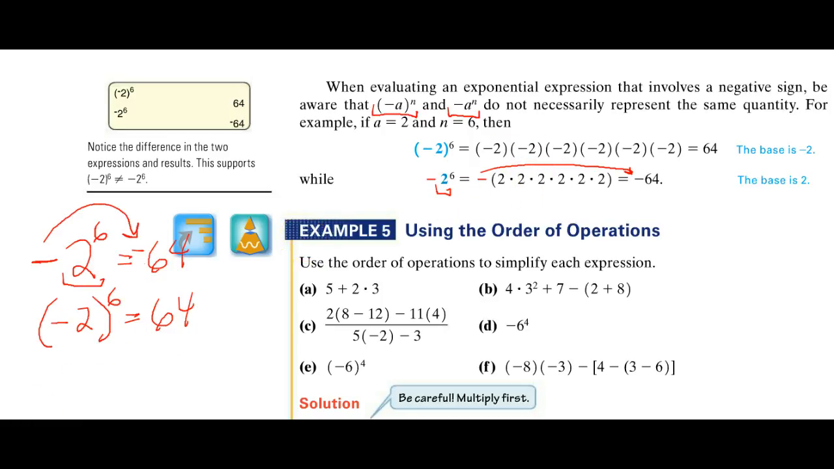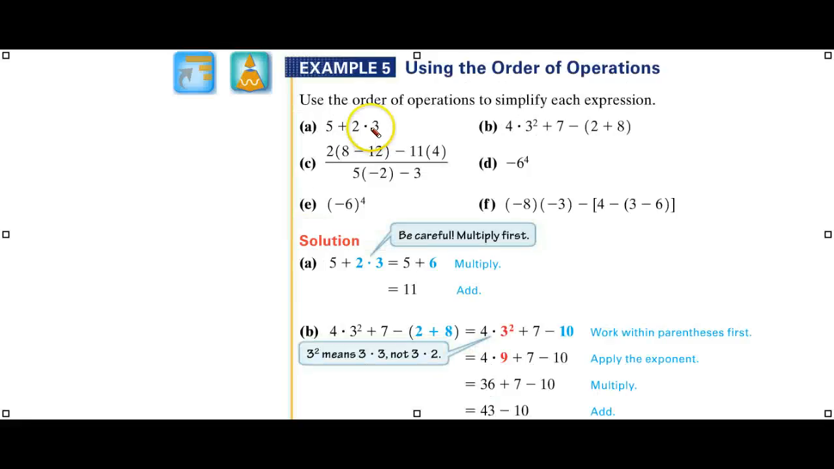Okay, let's look at some specific examples now. So if need be, I'll write them out over here, but hopefully you can follow. So what do we do first here? Well, we do our multiplication. So this is going to be 6 plus 5. This will be an 11. So that one was sort of easy.